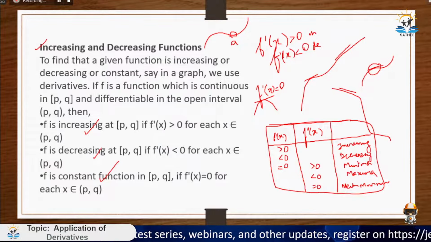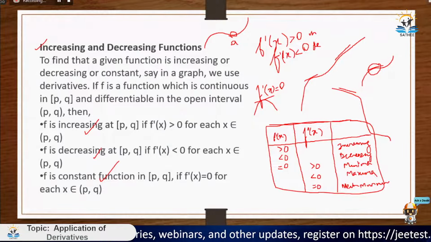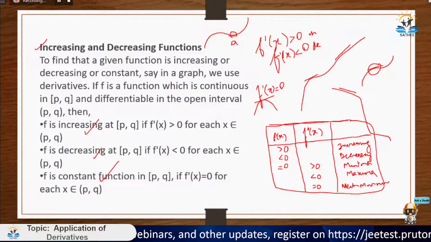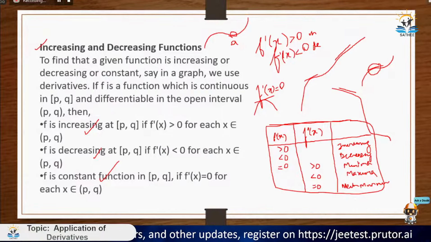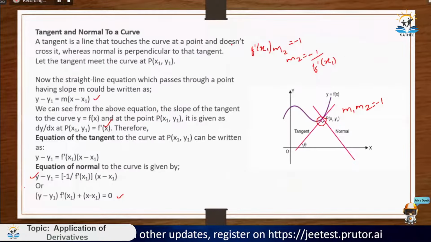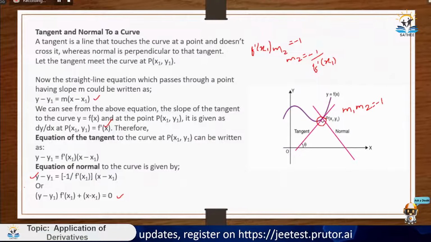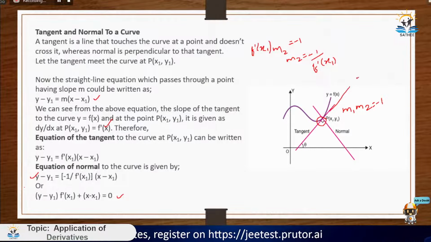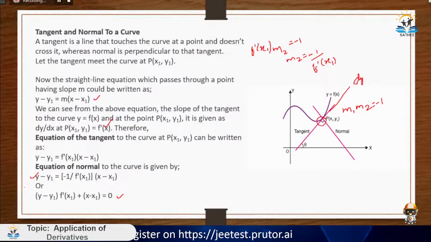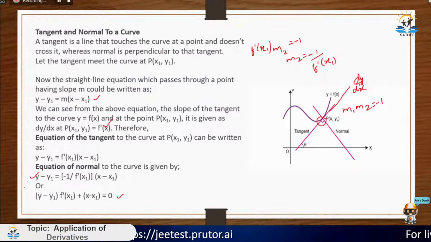You just need to calculate the slope of the curve by dy by dx. At that point, you will get the slope, and that will be the slope of the tangent, which I taught you here. Like at this point, the slope of tangent would be dy by dx. So dy by dx is the slope of tangent, and when we draw a perpendicular to it, we call it the normal.